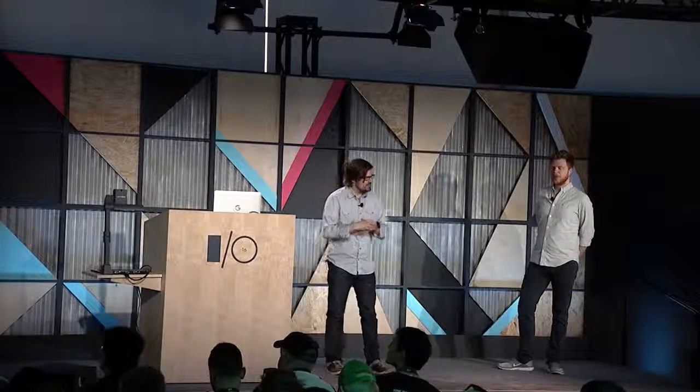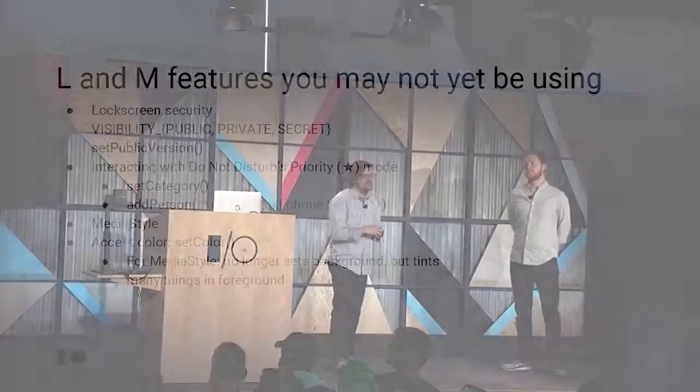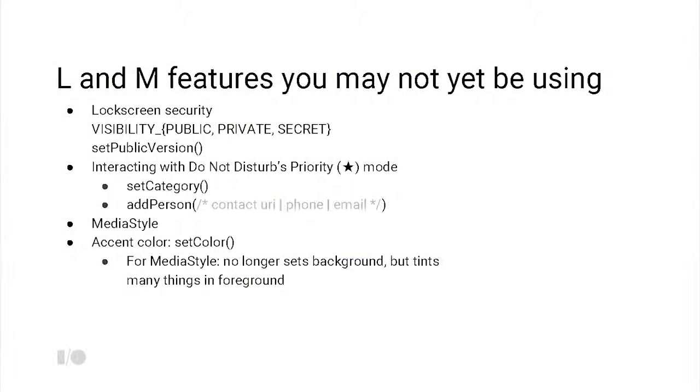This is a good bully pulpit for me to remind you about features we've introduced over the last couple of years that you may not be using yet. Since L, notifications have been available on the lock screen on all L Android devices. But users have different tolerances for what kind of content is appropriate on the lock screen. The lock screen is kind of a public place.